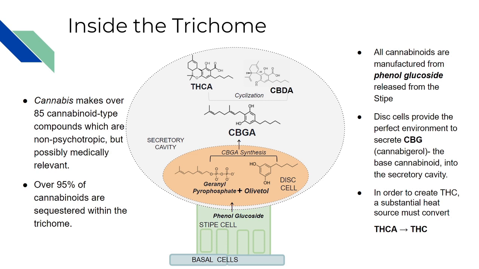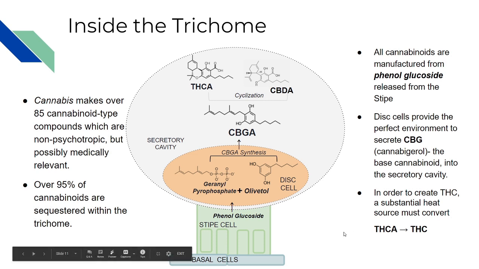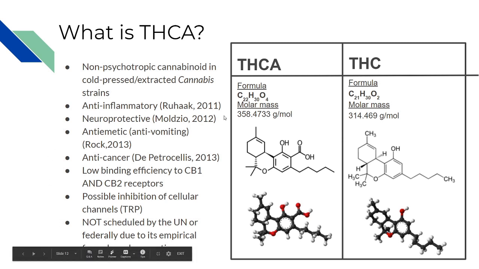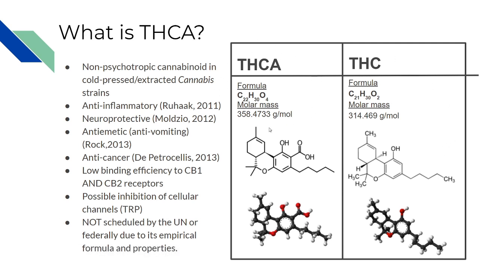CBDA and THCA are stored as such because the carboxylic acid group seems to stabilize the compound within the secretory cavity. In order to create THC or CBD, you'll need a substantial heat source to undergo a reaction called decarboxylation. So, to talk about THC and decarboxylation, we'll need to discuss a little bit about THCA. THCA is a different compound altogether from THC because before it's decarboxylated, it has a different molar mass and a completely different molecular formula.